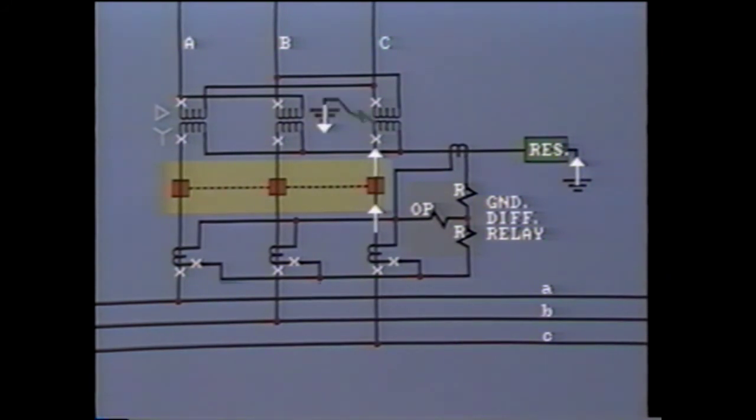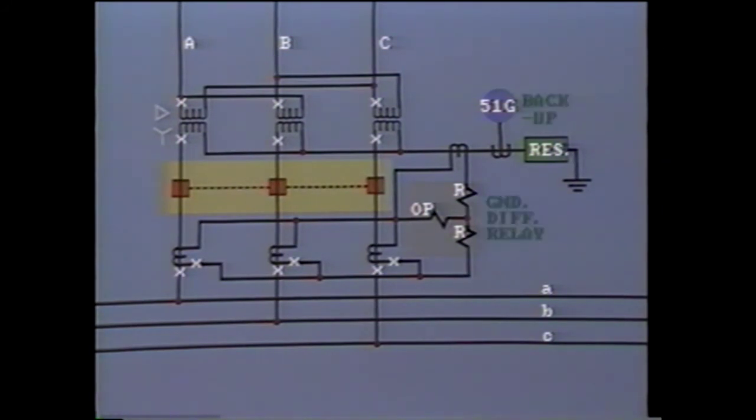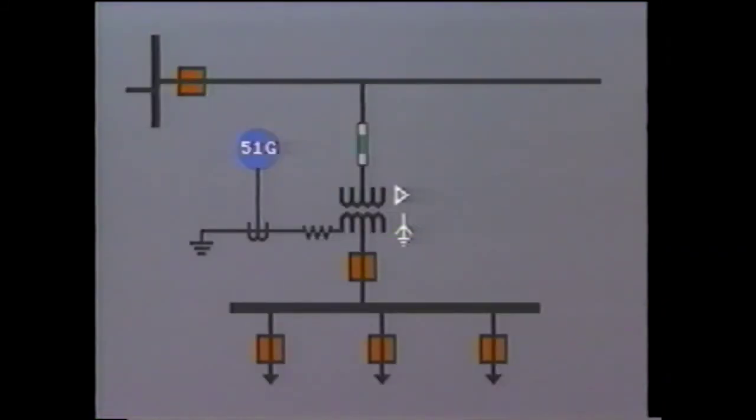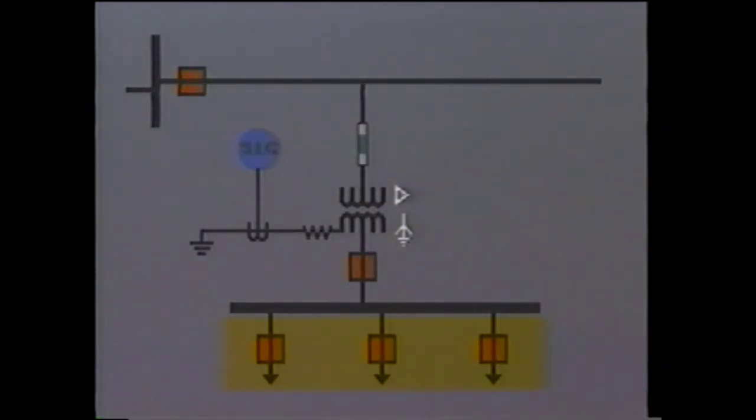But if there is an internal ground fault in one of the transformer windings, the current in that CT will reverse and be added to that from the neutral CT. This current will flow through the differential relay and it will operate. Quite often with this arrangement, an additional time overcurrent ground relay, 51G, is installed in the neutral. This acts as backup for the transformer ground differential and also as backup for ground faults out on the feeders. It must be correctly coordinated with protection on the feeders.